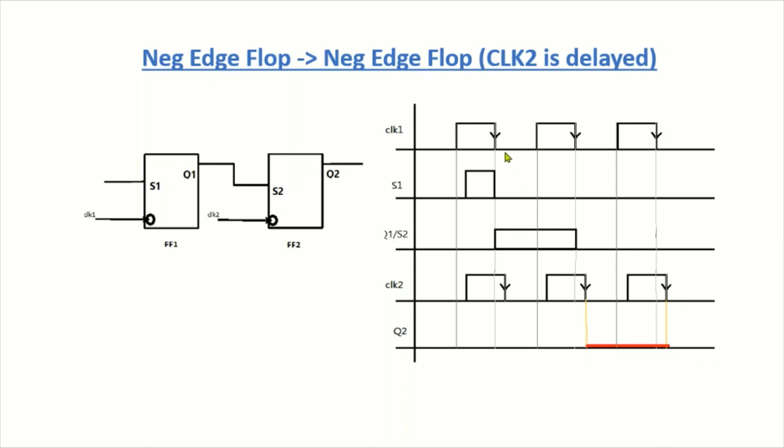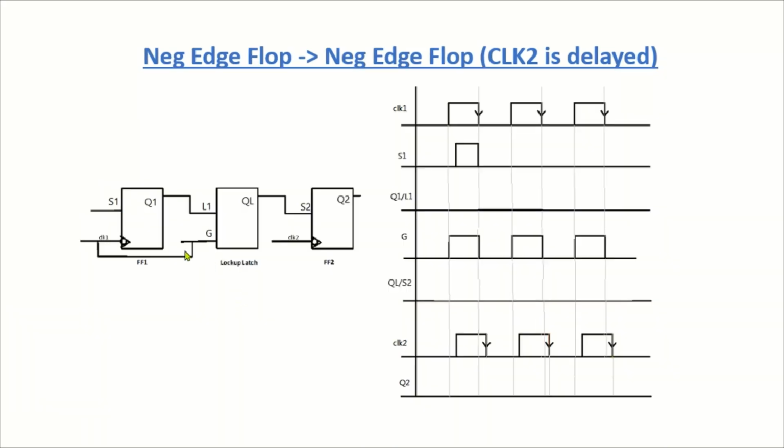Now let us assume clock 2 is delayed by some time. Now we can see that the data has been lost because it is unable to detect the Q1 data at the output of Q2. So in order to avoid this condition, the lockup latch comes into the picture.